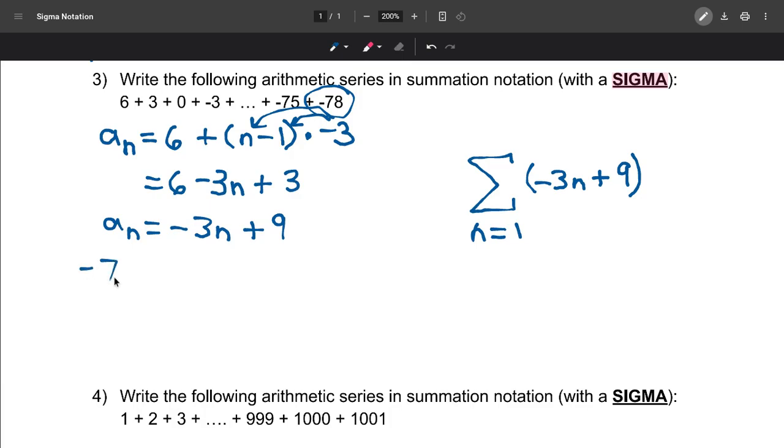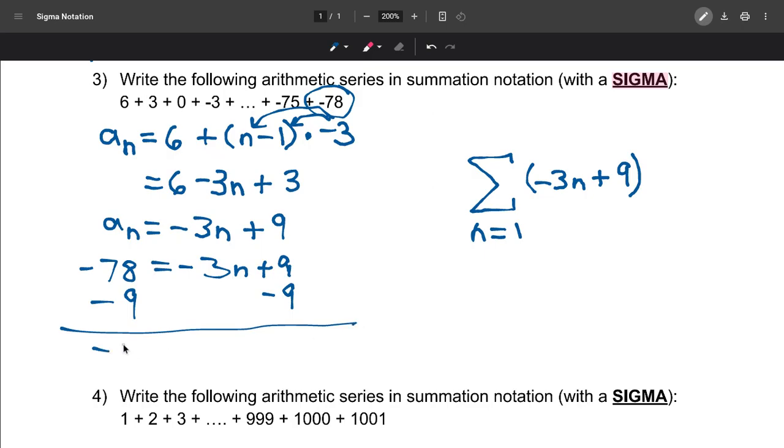So negative 78 equals negative 3n plus 9. So we're going to subtract 9 from both sides. So we get negative 87 equals negative 3n. So divide both sides by negative 3.